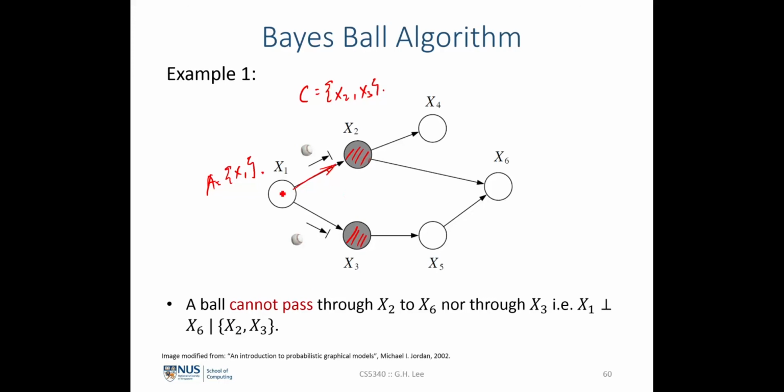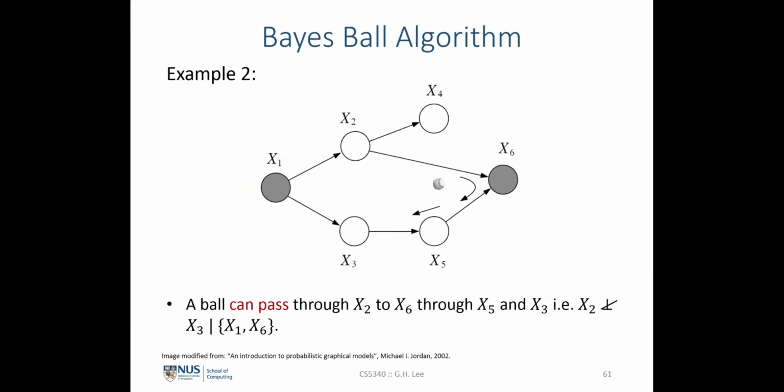This is the first level from x1, and here is also the first level from x1. We'll see that this ball is going to meet x2 and x3 at a head-to-tail structure, in both cases. And since x2 and x3 are observed, this means that x1 is blocked from the rest of the random variables in this particular graph. And we can conclude that x1 is conditionally independent of x6 given x2 and x3. In fact, we can also conclude that x1 is conditionally independent of x4, x5, x6 given x2 and x3.